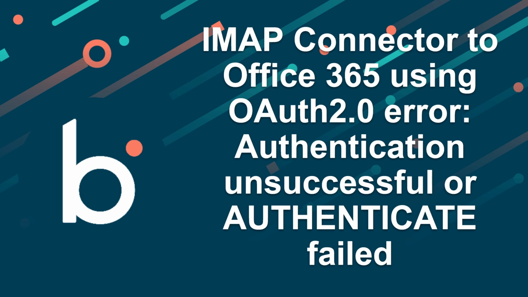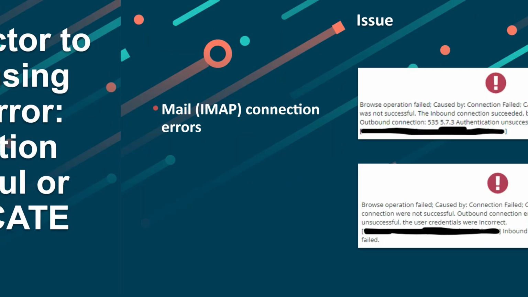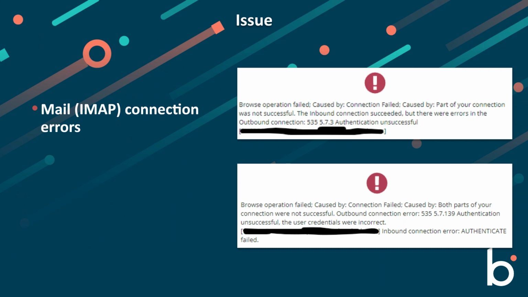When attempting to configure a mail IMAP connector to Office 365 using OAuth 2.0, you might get an error such as Authentication unsuccessful or Authenticate failed when testing your connection. Setting up the connector with the configuration needed to connect using OAuth 2.0, the access token is generated successfully on the outbound and inbound OAuth 2.0 tabs.